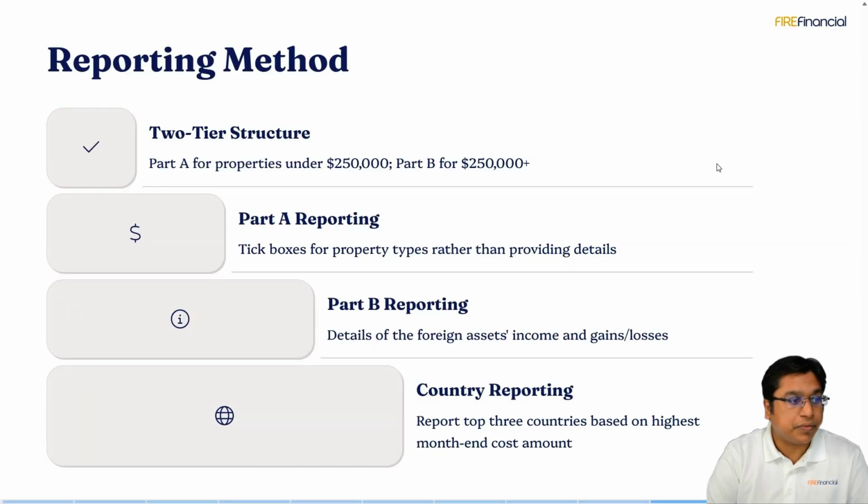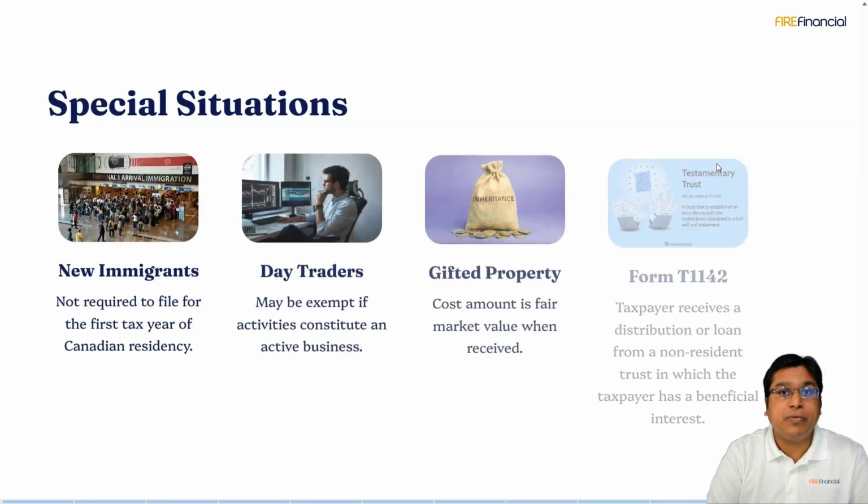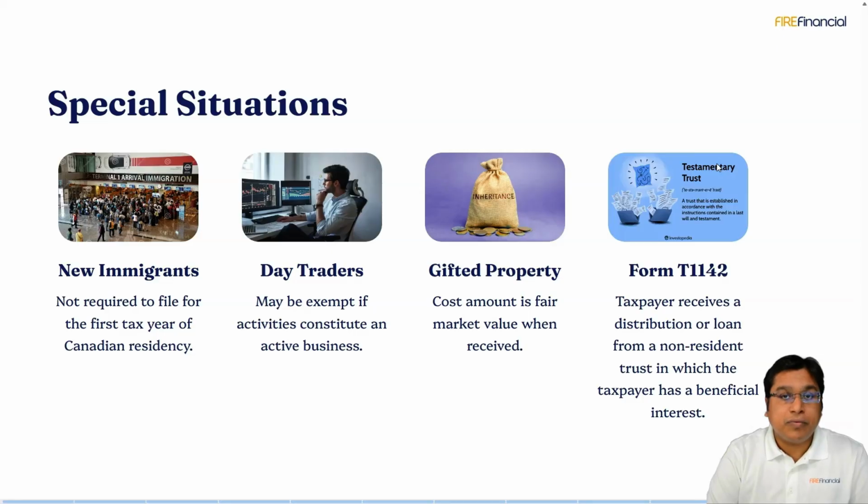Now, what happens if you are inheriting foreign assets from your parents who live outside of Canada? In those scenarios, when you are receiving those assets, the fair market value of those assets will be your cost basis for your T1135. For example, let's say your parents bought a property a long time ago for $20,000 and over time it appreciated all the way up to $300,000 and they passed away. By the time that property got transferred to you, the fair market value of that property is, let's say, $300,000.